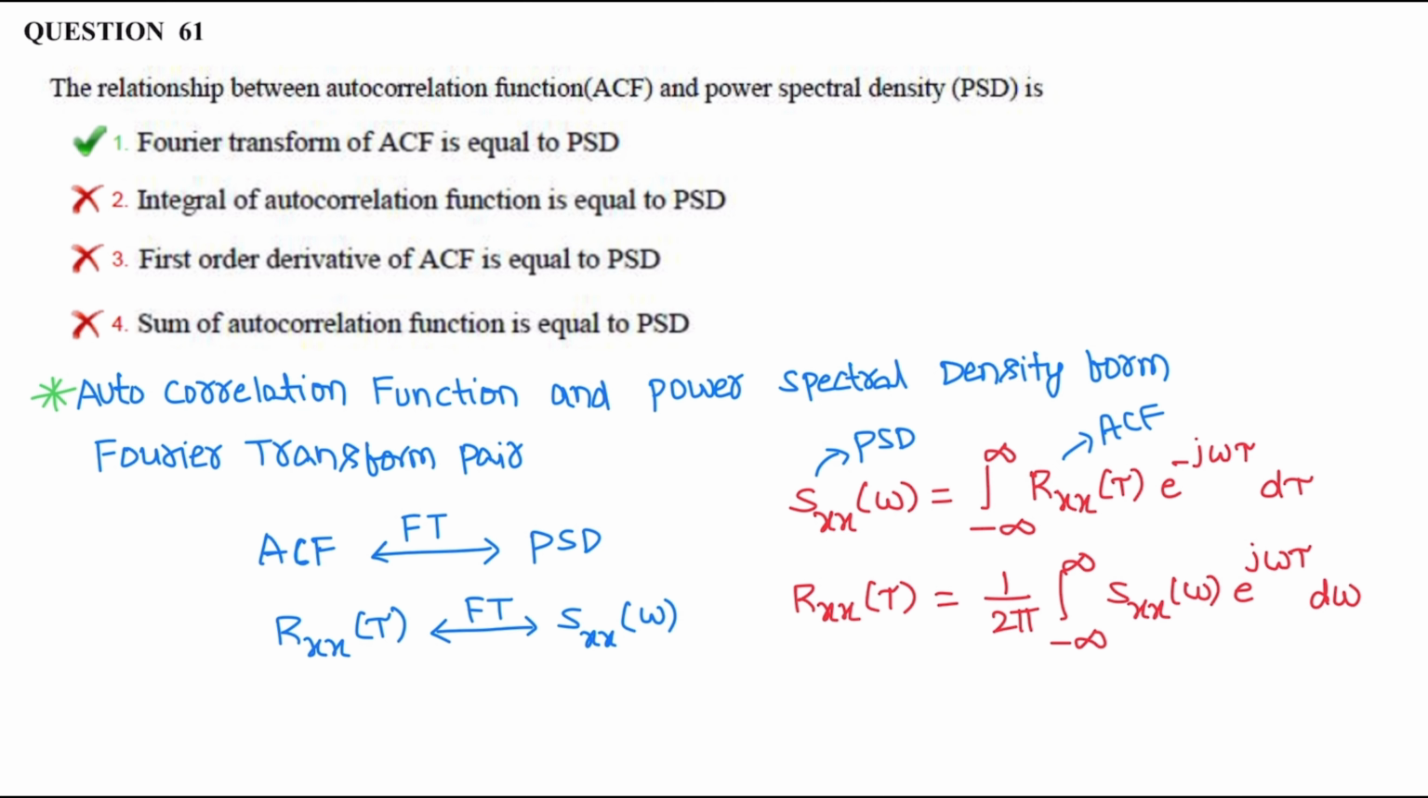Similarly, the inverse Fourier transform to find autocorrelation function is r xx of tau is equal to 1 by 2 pi integral minus infinity to infinity S xx of omega e power j omega tau d omega. Correct answer is option 1. The Fourier transform of autocorrelation function is equal to power spectral density.